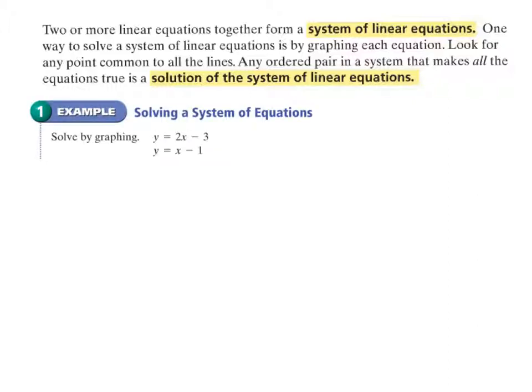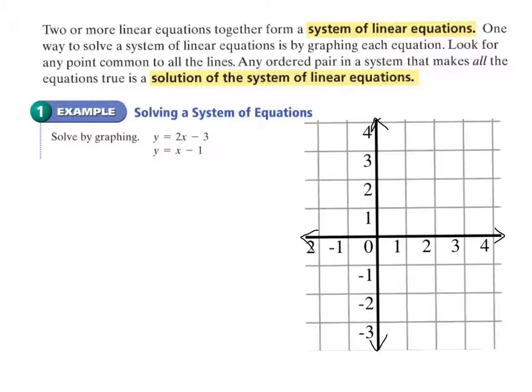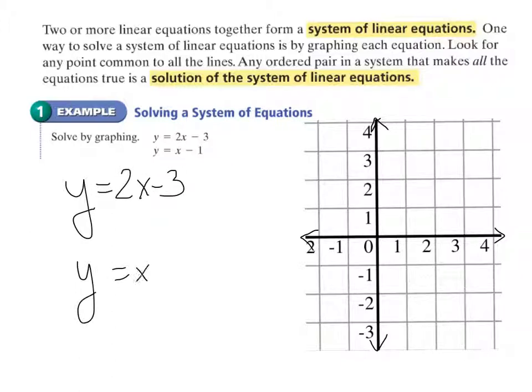I want you to solve both of these by graphing, and I do want you to write this down. You do not at all need to use graph paper in your notes, but you're more than welcome to. So I'm going to graph this. Let me load up my graph paper. Now my magic graph paper appeared. Now let's look at our equations. Our equations are y equals 2x minus 3 and y equals x minus 1.